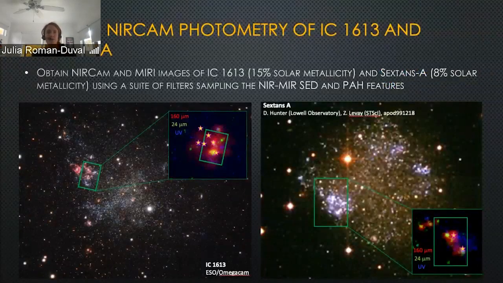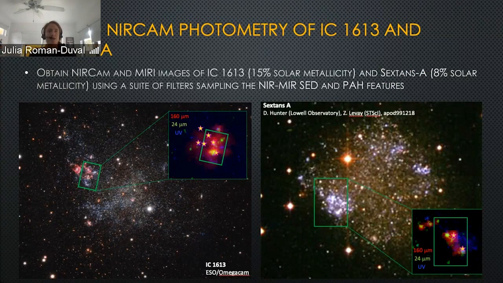And so what we're going to do is to observe two low metallicity galaxies with James Webb. We will take images, not spectroscopy. So those two galaxies are IC 1613, you can see an image of that one on the left, and Sextans A on the right. IC 1613 has 15% solar metallicity, and Sextans A has even lower, about 8%. So we're really probing the very low metallicity nearby universe here.